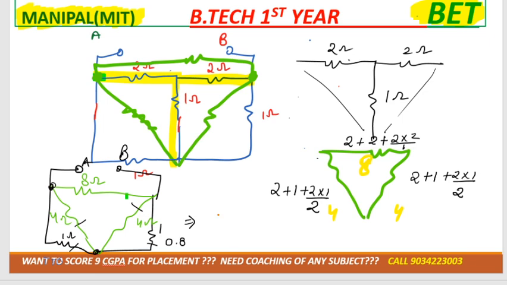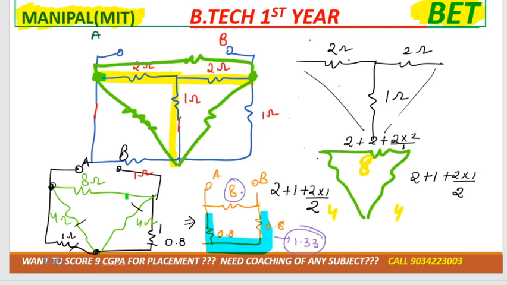And after solving it, again 8 ohm we didn't touch. This will be 0.8. This will be 0.8. Again A and B. Now you can see that these two 0.8 and 0.8 are in series. That will become 1.33, and then it will be parallel with 8 ohm.